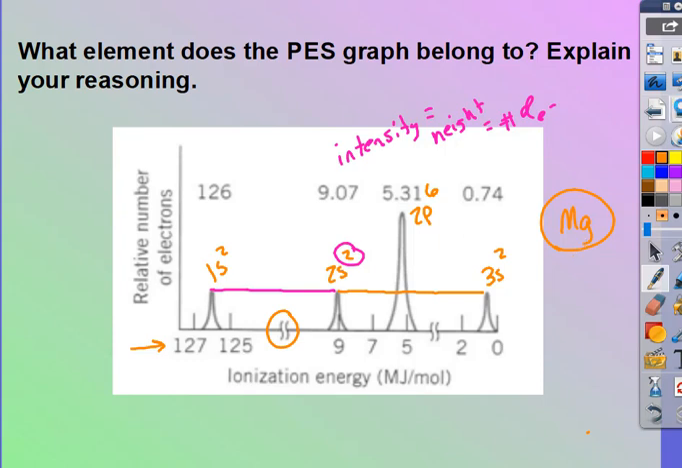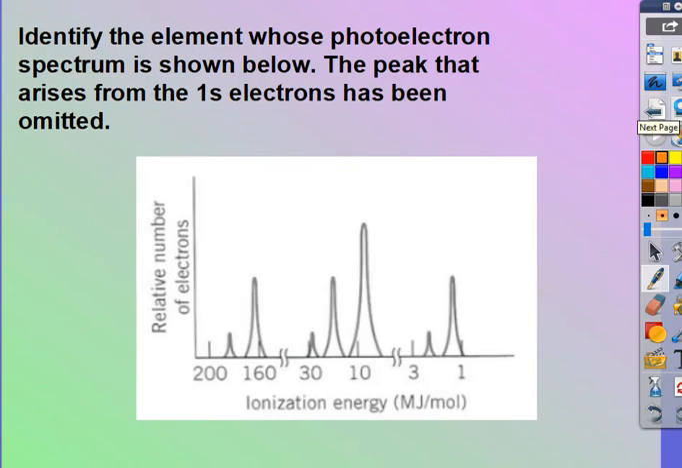On this one, it says that the 1s electrons have been emitted. So you're going to start with 2s. Go ahead and pause the video and figure out which element this is by labeling your electron configurations like we did previously.